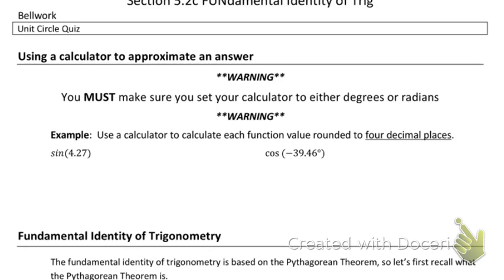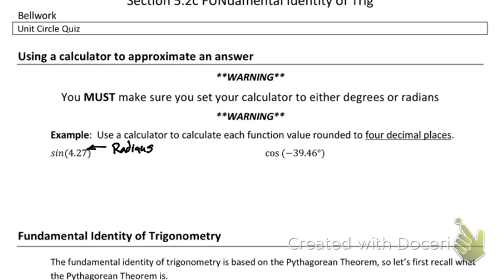So if we look at our examples down here, it says use a calculator to calculate each function value rounded to 4 decimal places. Our first one is the sine of 4.27. Now note there is no degree symbol, so we are talking about radians. So now we have to tell our calculator that I'm in radians mode. When I plug in this 4.27, I want to make sure it understands it's radians.